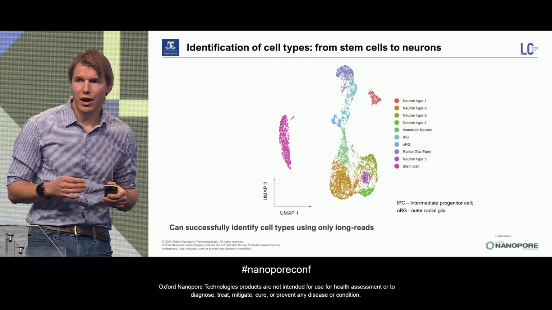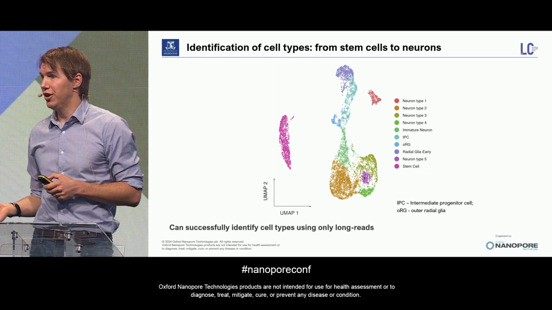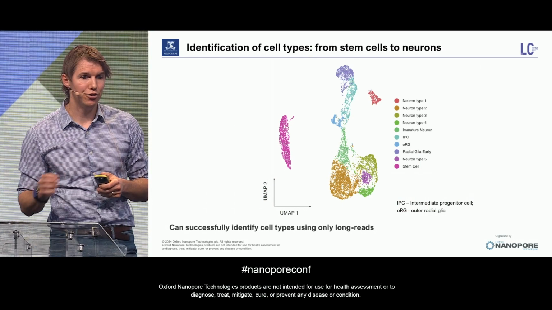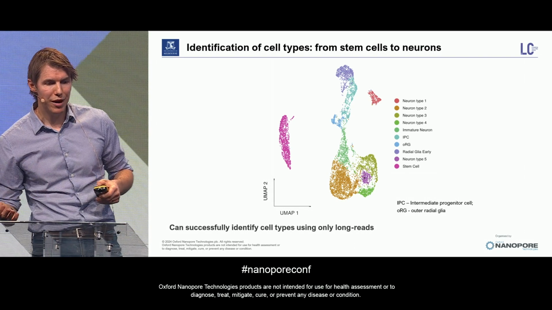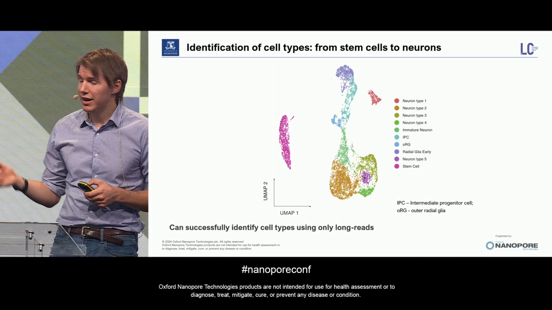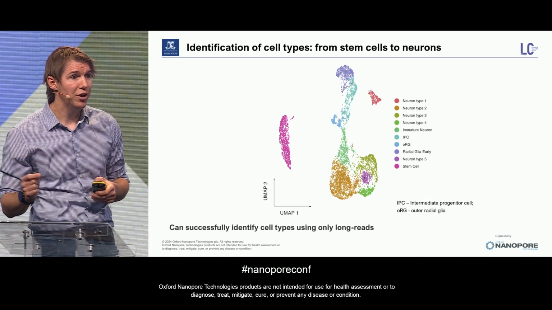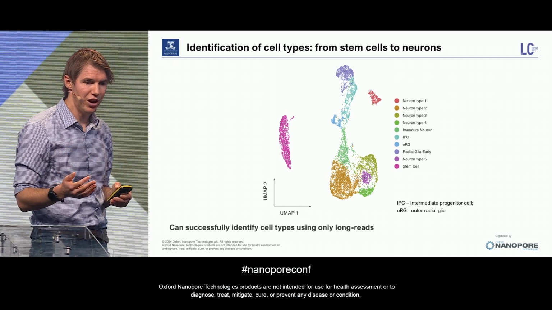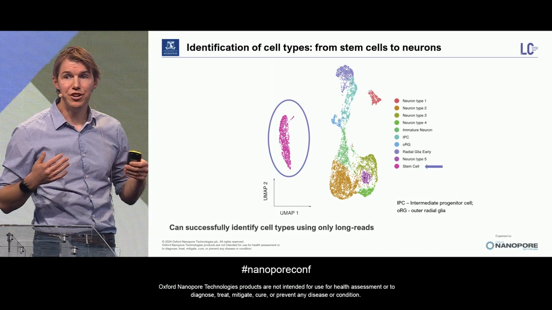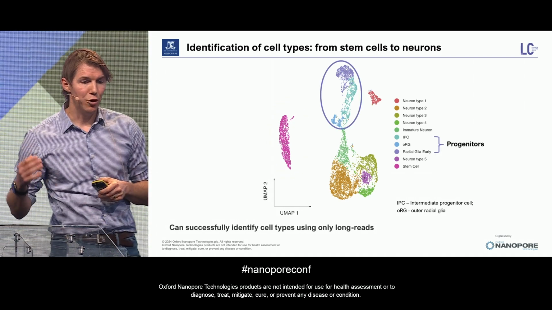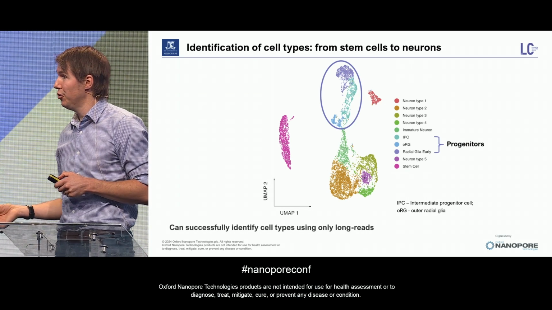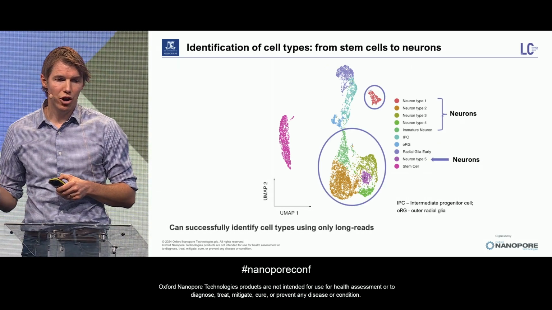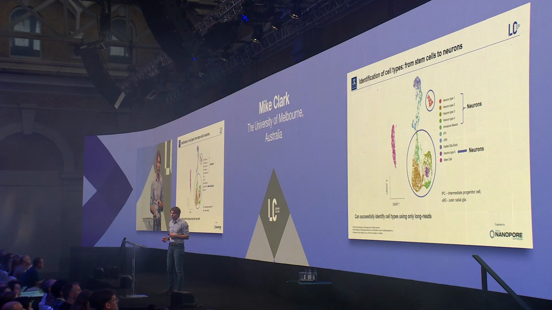We then wanted to have a look at what cell types are present. I'll just emphasize we're only using long reads here. There's no short reads to identify cell types. And so this is a UMAP plot, similar to the one I mentioned earlier. Each little dot represents a cell. Each color represents a different cell type. And what we can see is we've got our stem cell cluster. We've got our progenitors cluster, so we can see those radial glia and intermediate progenitor cells I mentioned earlier. And then we've got about 5 different types of neurons that we can see.